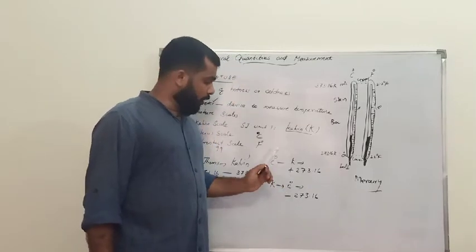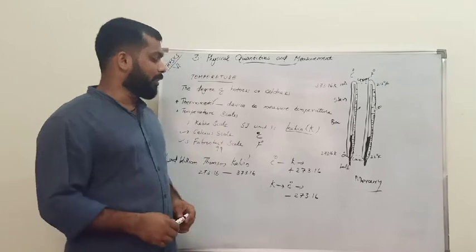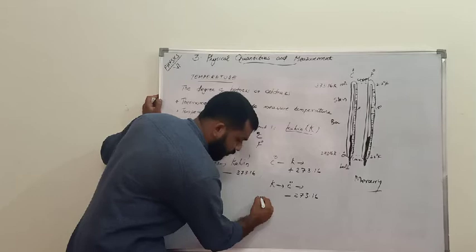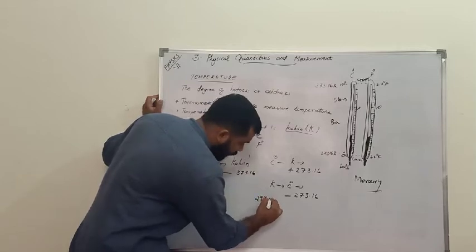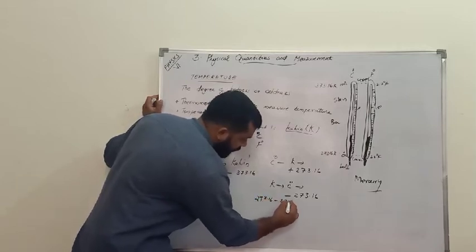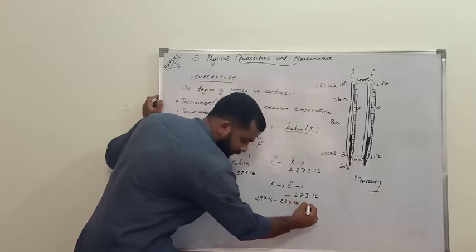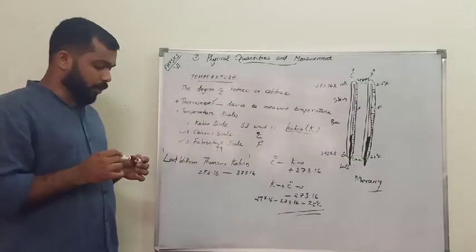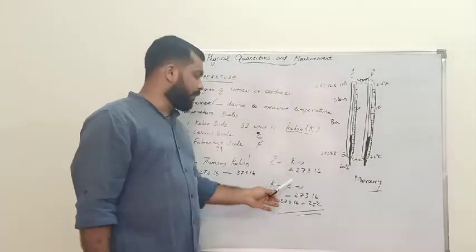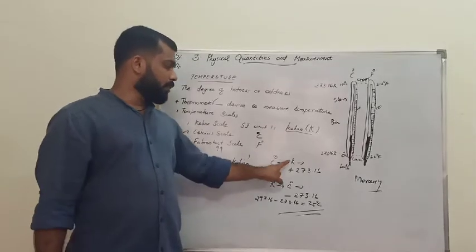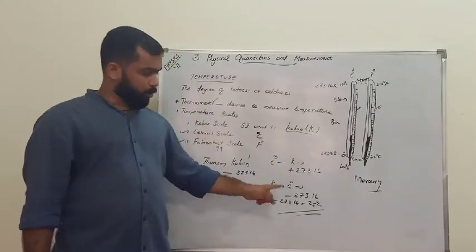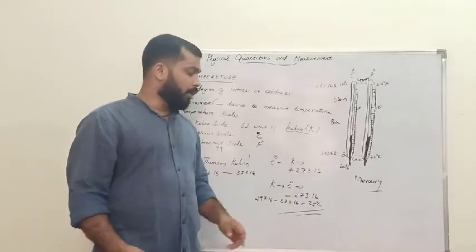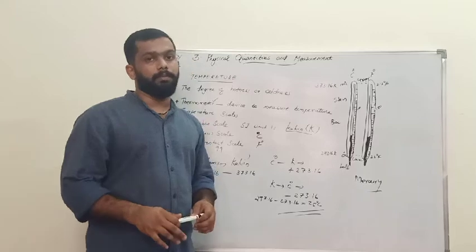And if you want to change Kelvin into degree Celsius, you have to subtract. You have to subtract the value 273.16. For example, if it is 298.16, minus 273.16, the answer will be 25 degree Celsius. So this is the conversion of degree Celsius into Kelvin and Kelvin into degree Celsius. To convert degree Celsius into Kelvin, you add 273. To convert Kelvin into degree Celsius, you subtract 273.